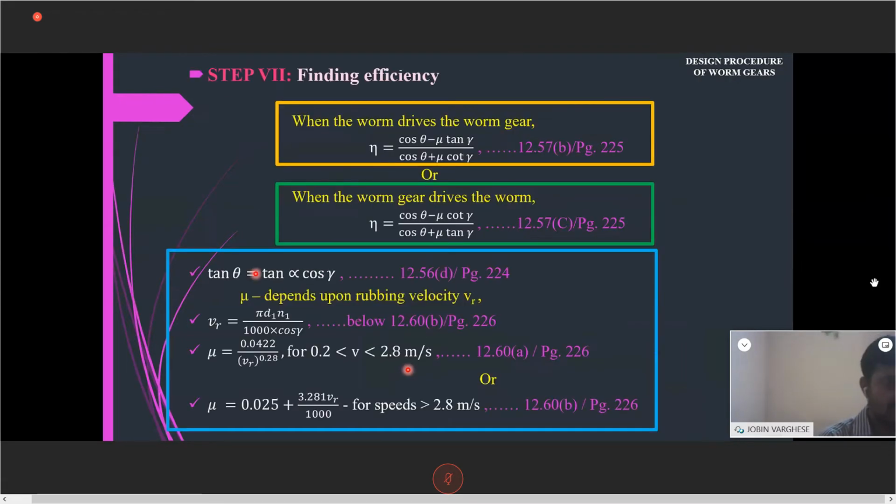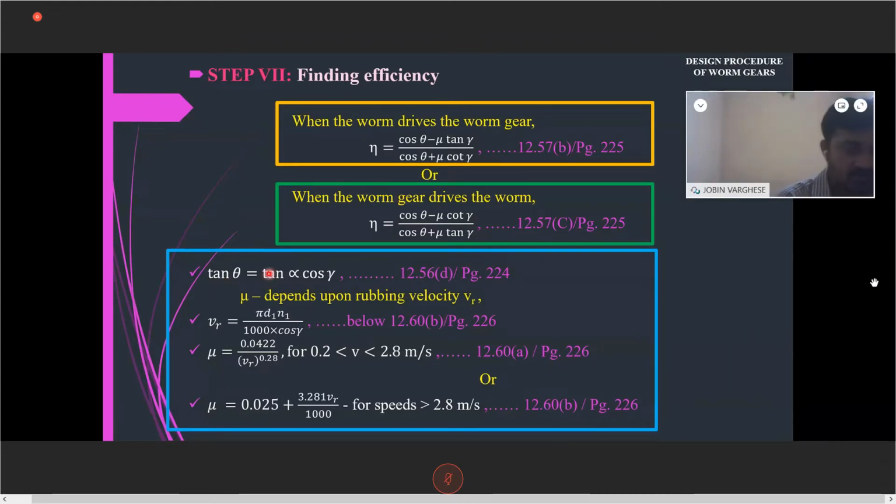Then we come to finding the efficiency, and we have to calculate the efficiency based on this equation. The major point is that in one case the worm drives the worm gear, and in the other the worm gear drives the worm. So for the two cases, two equations are given in the data book, and we have to use those. All the parameters required, from theta, can be calculated from this. And there's the rubbing velocity, then our friction. So all these things can be calculated here.